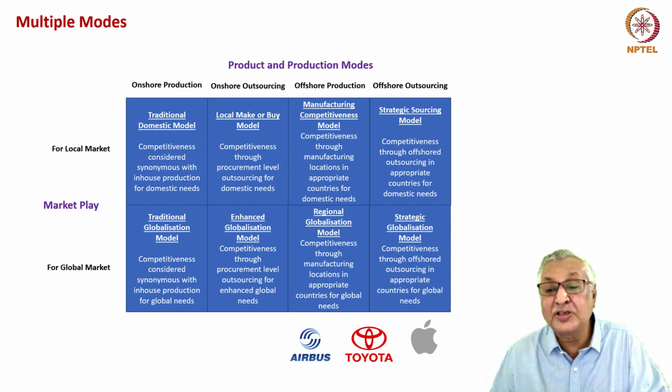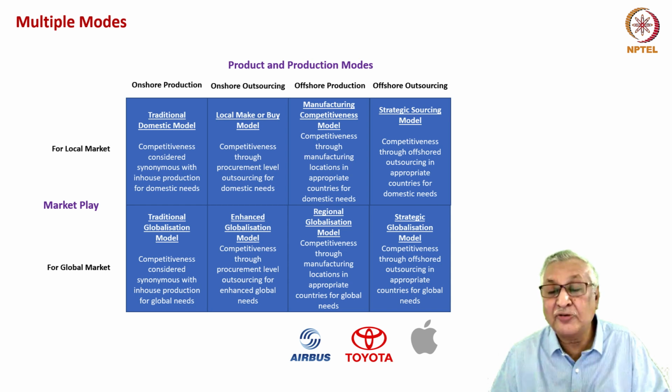Then you could have a regional globalization model whereby you achieve competitiveness through manufacturing locations in appropriate countries for global needs. The automobile industry typically follows this model. Toyota, for example, has got manufacturing plants in several locations which are used to supplement their efforts to have market access in those countries. If Toyota has Toyota Kirloskar in India, it is to sell its products in the Indian market. So it is a regional globalization model.